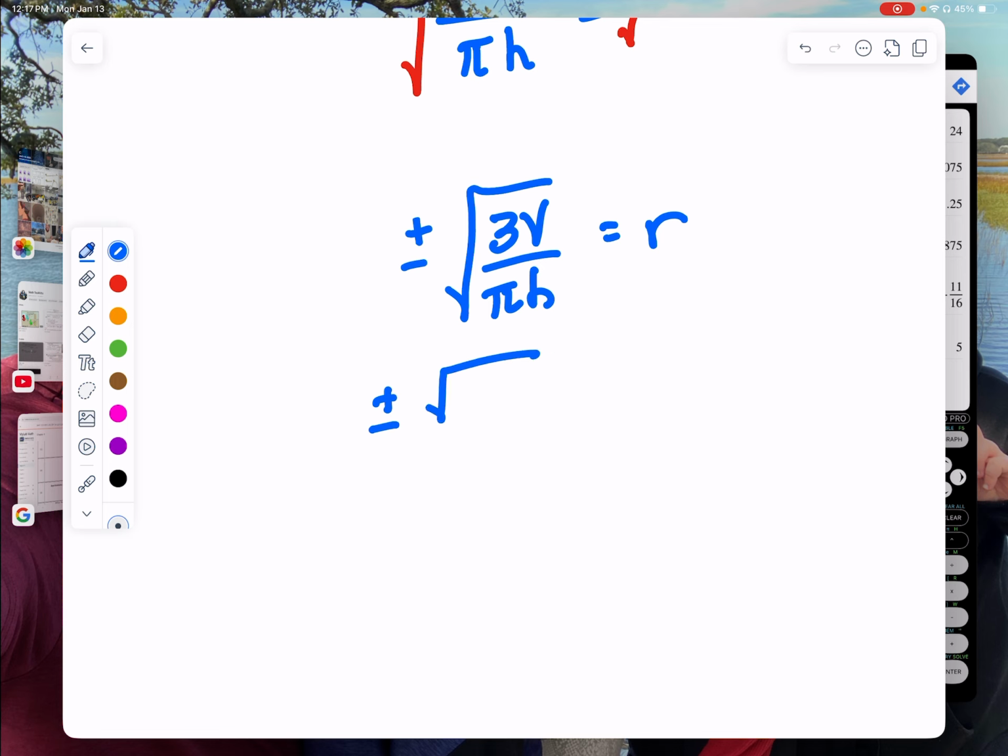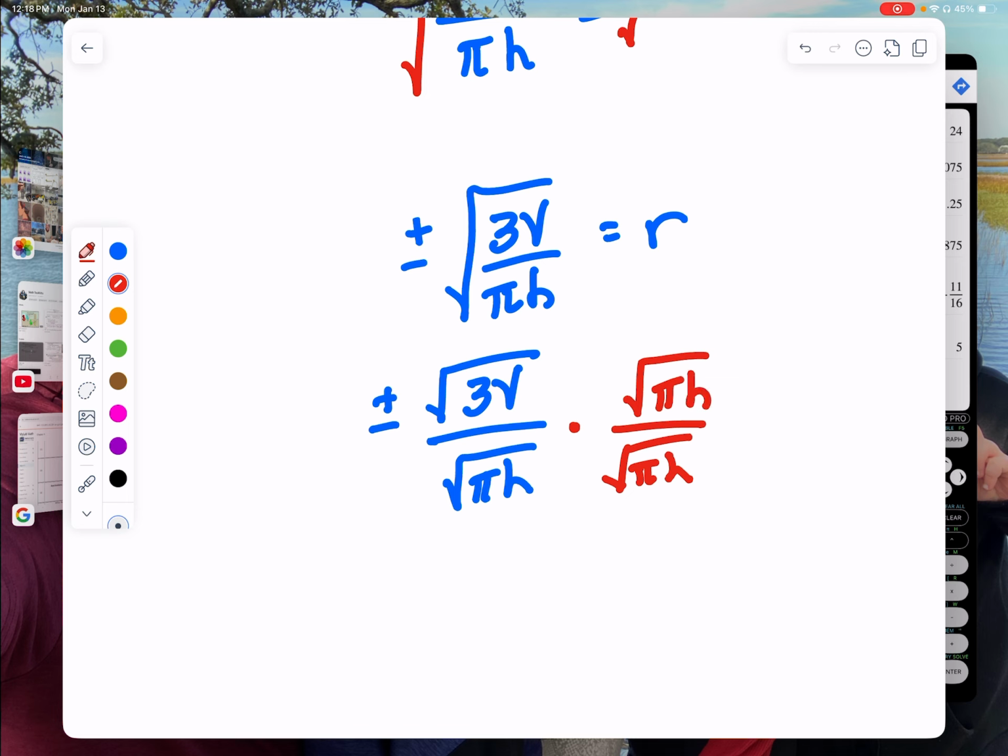If you split it up, you see that there is a square root. Okay, so we're going to rationalize our denominator. You do that by, in this case, multiplying by the denominator again, the square root of pi h, square root of pi h. So what's that going to leave on the bottom? It's just going to leave pi and an h.